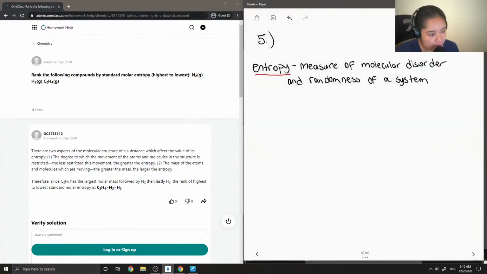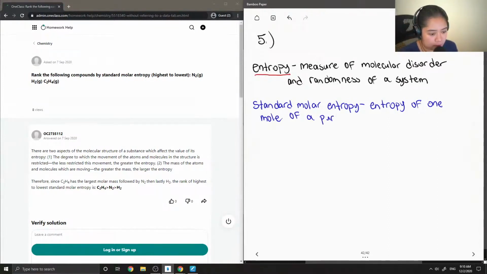So when we have a standard molar entropy, this basically means the entropy of 1 mole of a pure substance under a standard state.